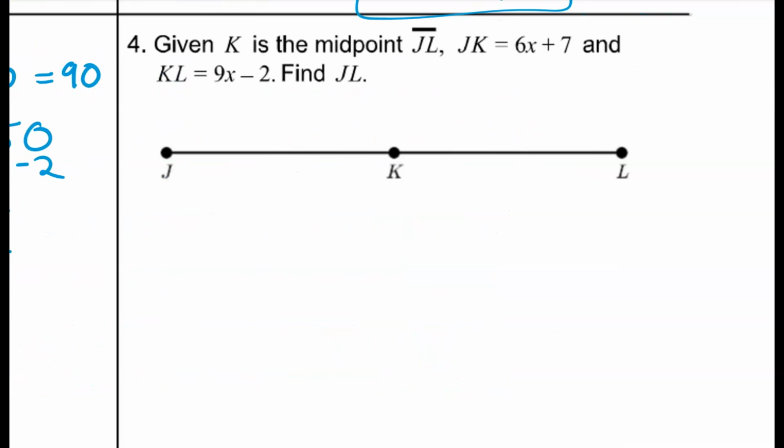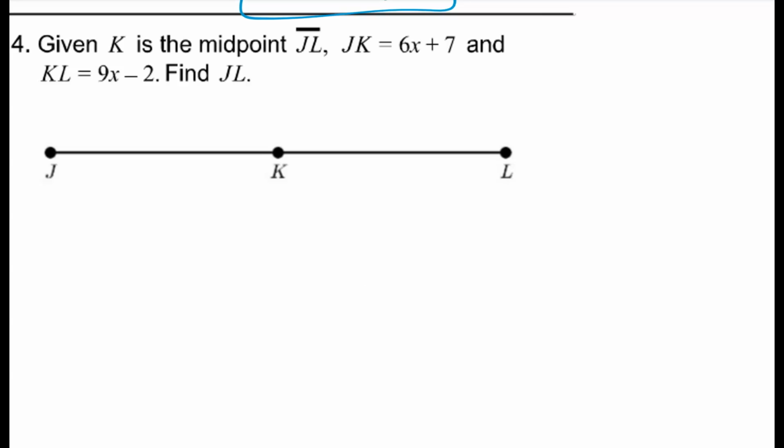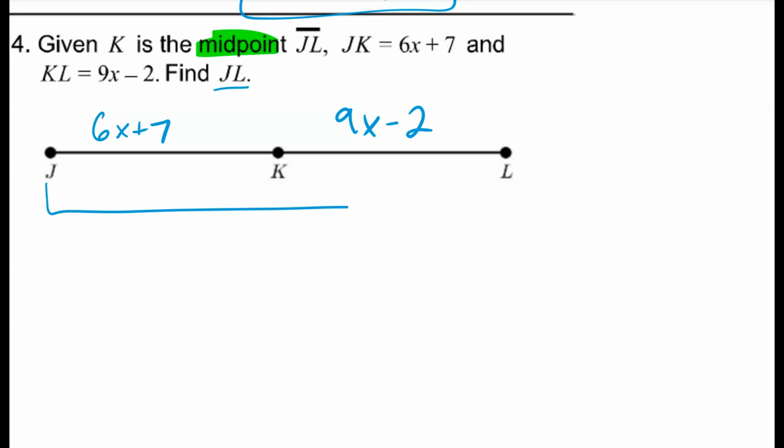For number 4, given K is the midpoint of JL, JK equals 6x plus 7. I'm going to put that above the segment. KL equals 9x minus 2. Find JL. So they want us to find the whole length of the segment here. Before I can do that, I'm going to need to figure out what x is so I could substitute in and find some values. The problem is all they tell me is that K is a midpoint.